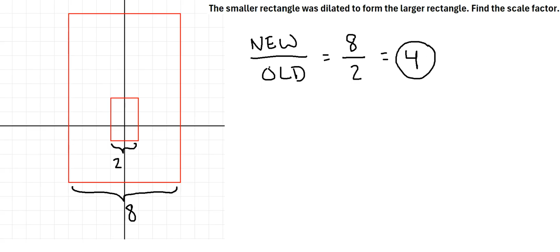And again, to double check ourselves, we can say we're going from a smaller figure to a larger figure. So our scale factor should be greater than 1, and we can see that it is. It's 4. So those were just 3 examples of how to find the scale factor of dilated shapes.